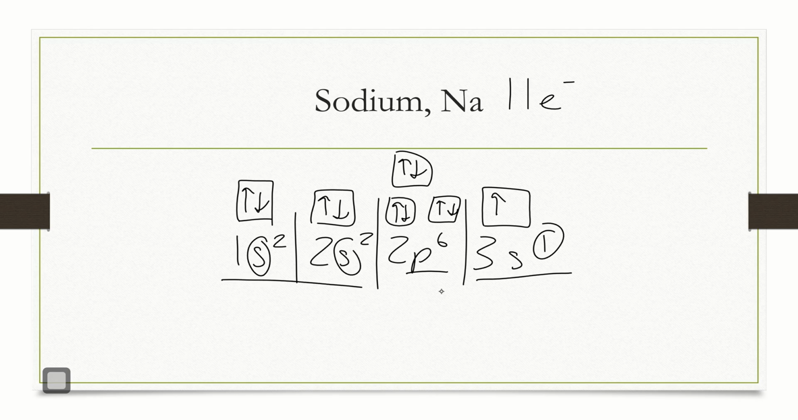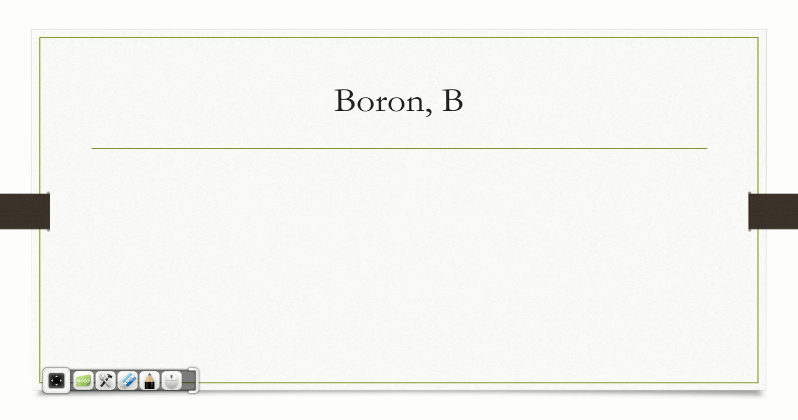So again, I got my configuration. I know the off-ball diagram in my head, but you have that in front of you, and you can go through it piece by piece: 1s2, 2s2, 2p6, 3s1, and then drawing in the arrows.